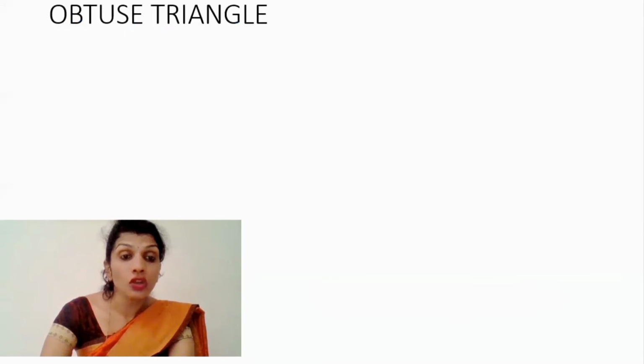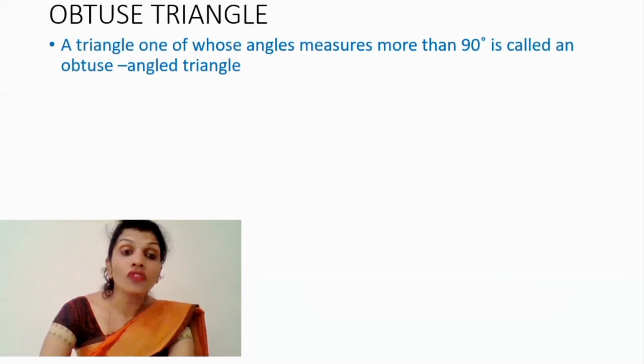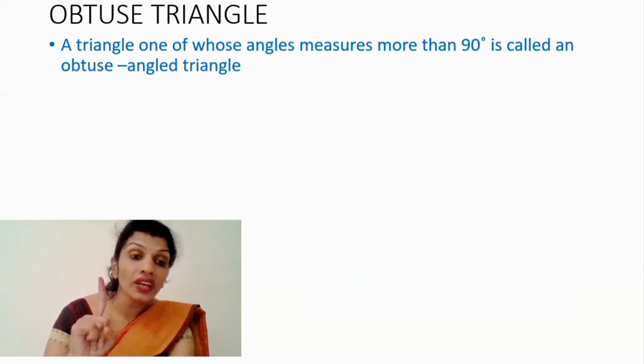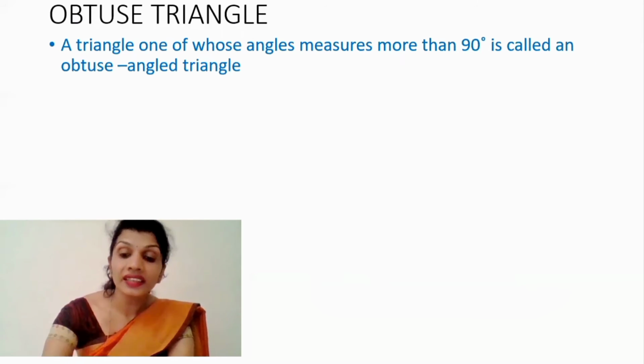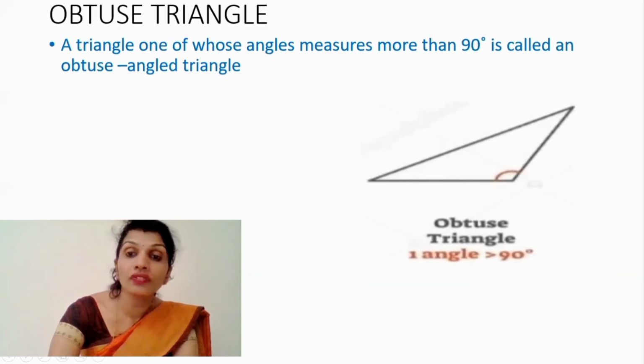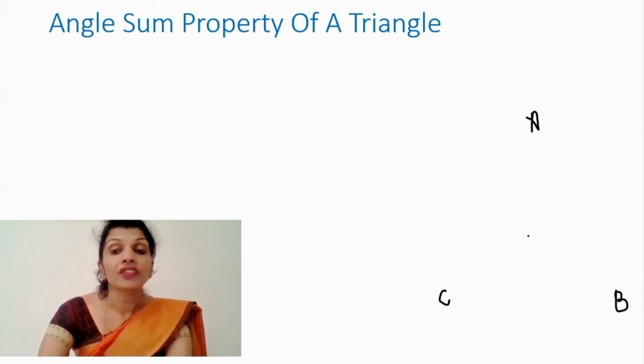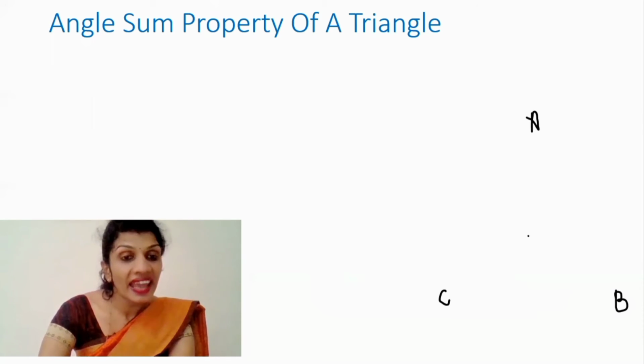Now the third one is the obtuse triangle. A triangle in which one of the angles measures more than 90 degrees is called an obtuse angle triangle. It means that only one angle should be more than 90 degrees. Just see here, it's an obtuse triangle. Here only one angle is more than 90 degrees. So this was about the three triangles which are different because of their angles.